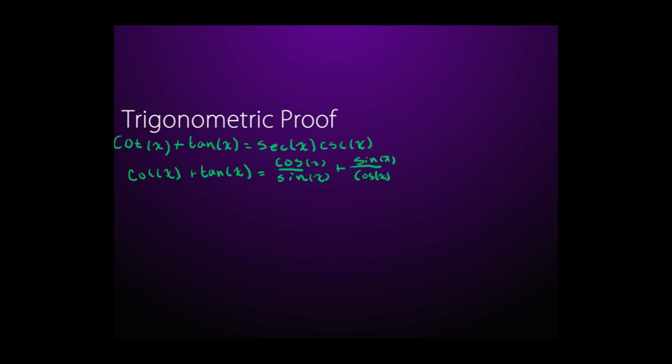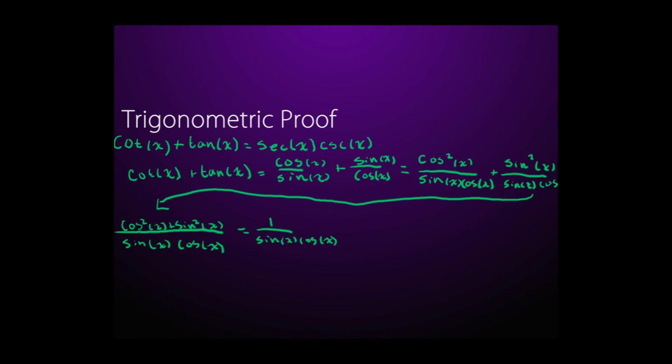Next, cross multiply and simplify. Change this into 1 over sine times cosine. Then separate into different fractions and change them into their equivalents, leaving you with the solution secant times cosecant.